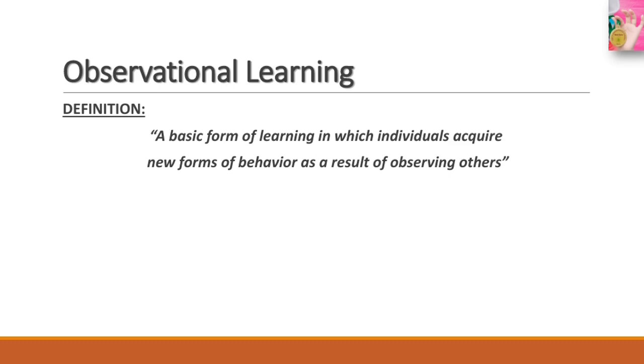Now let's come to observational learning, which is learning by exposure to others. I'll start with the definition, because there's a proper definition of observational learning. The proper definition is that it is a basic form of learning in which individuals acquire new forms of behavior as a result of observing others.